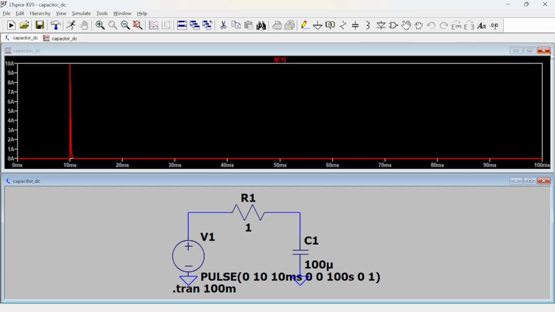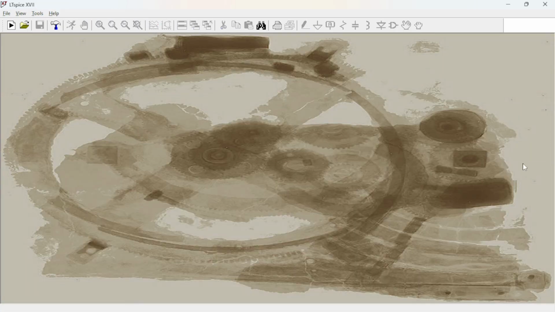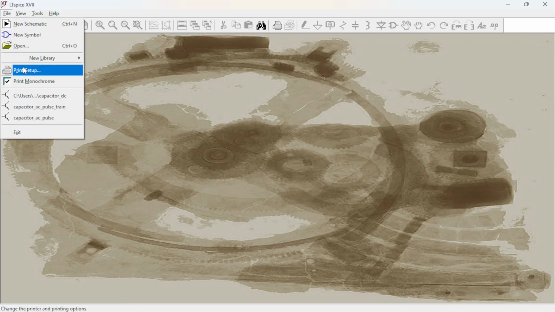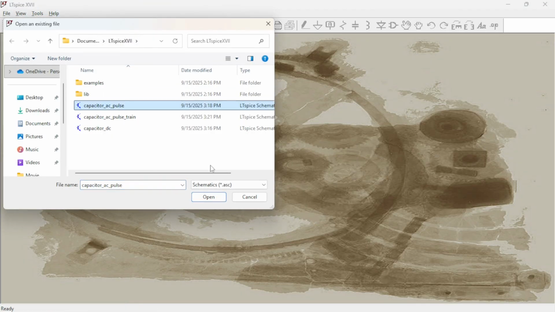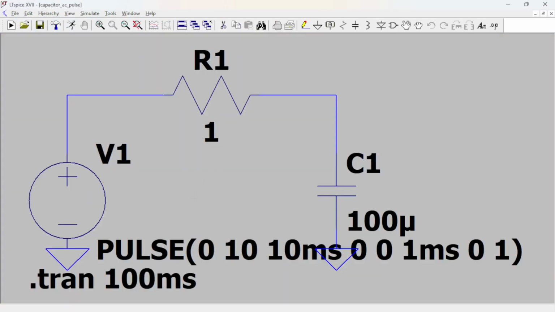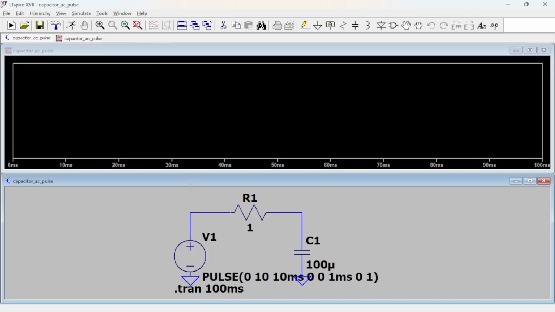So let's get out of here. Let's load the next one, which is this one. This is a single pulse. Everything else is unchanged. Let's run it. This is the pulse. It's 0, and at 10 milliseconds you have a pulse that goes to 10 volts and stays there for 1 millisecond, and then it goes back down to 0.